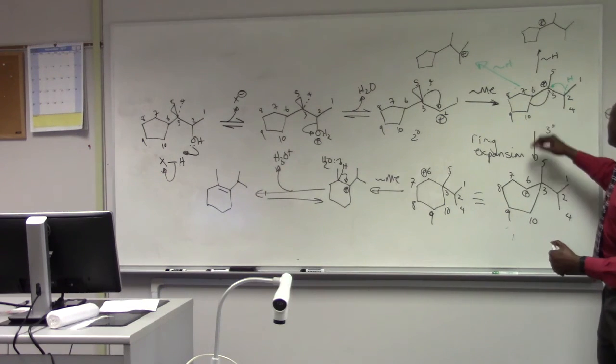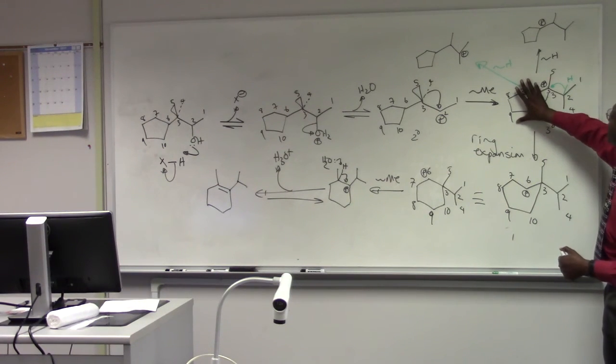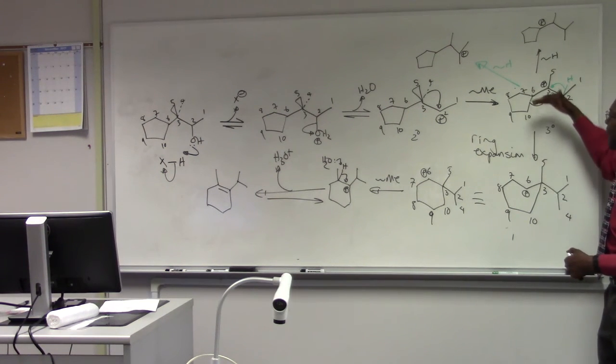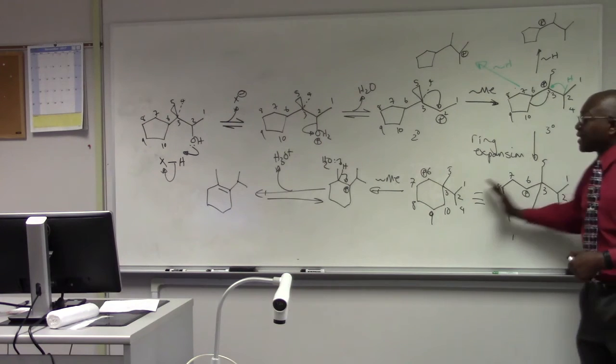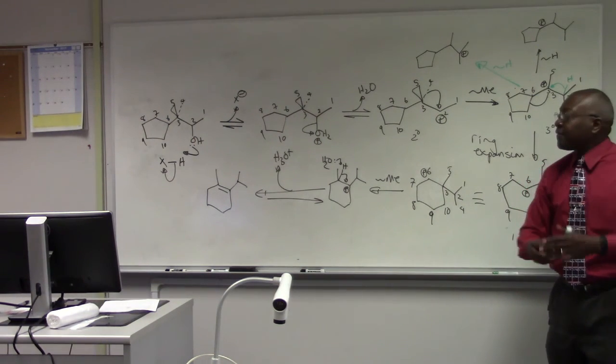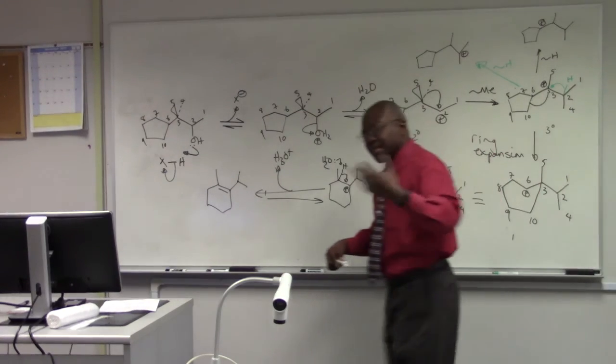So really, when this carbocation is confronted with a myriad of possibilities, I would say 80% of them will go via the ring expansion, because that is a significant release of strain, significant stabilization.